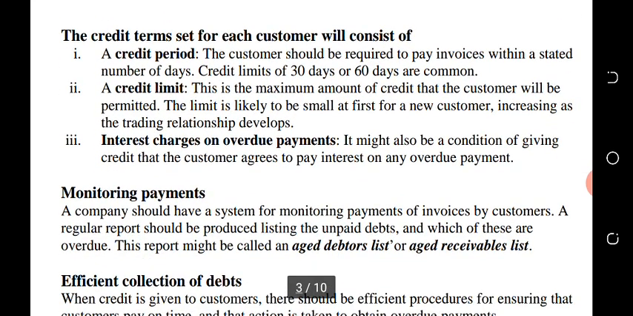Credit terms set for each customer will consist of, one, a credit period. You must look for a credit period. When we say credit period, the credit period is the number of days.